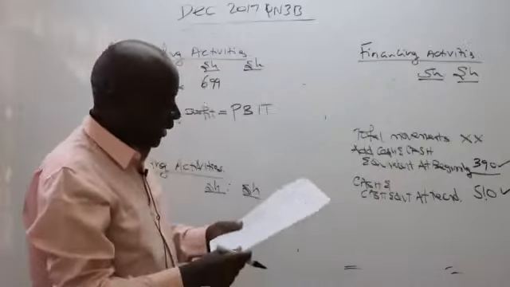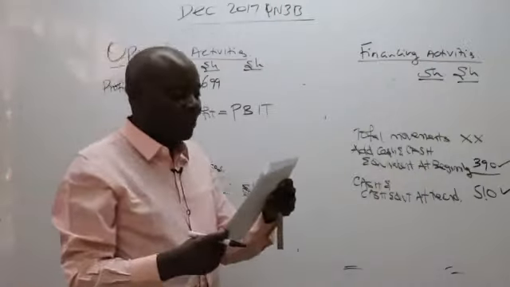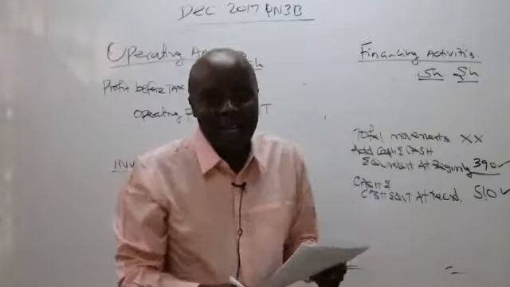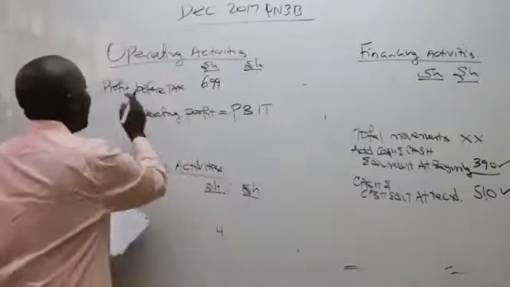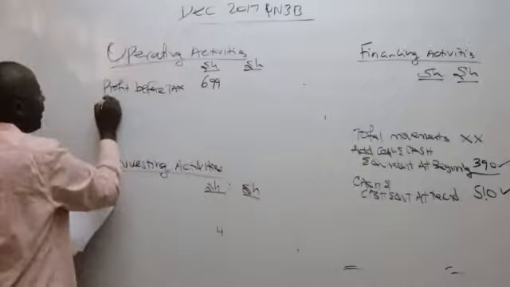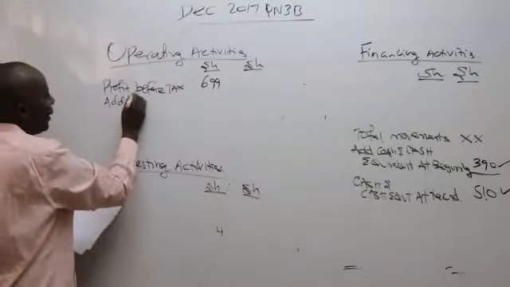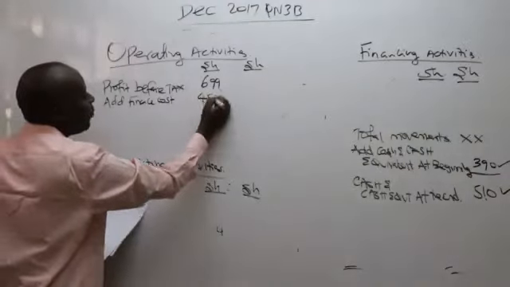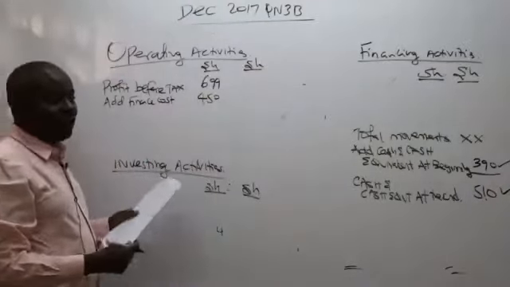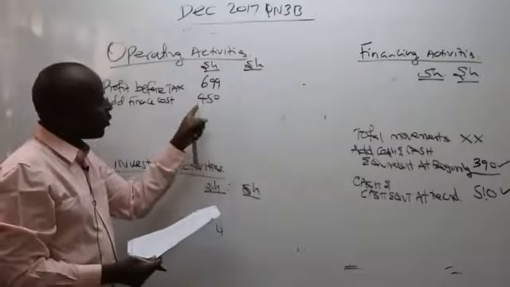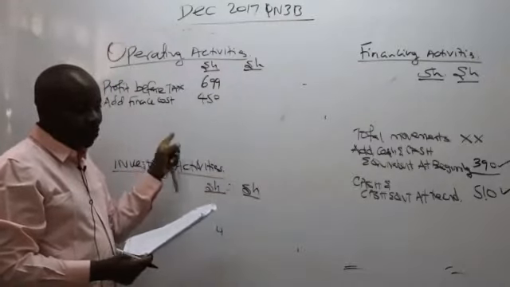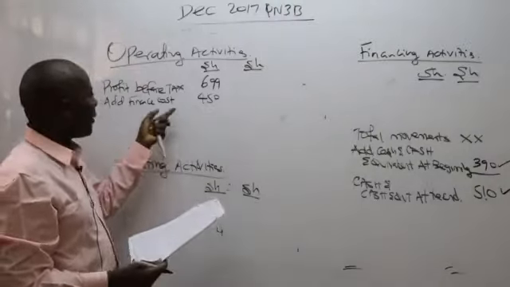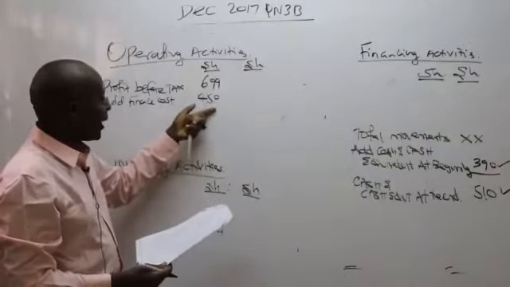They say it is 450, isn't it? If you look at the income statement, they have given us the finance cost. So come here and add the finance cost, which here is 450. If you wish, you can add it to give us profit before interest and tax. But you can also leave it like that and just add the finance cost.